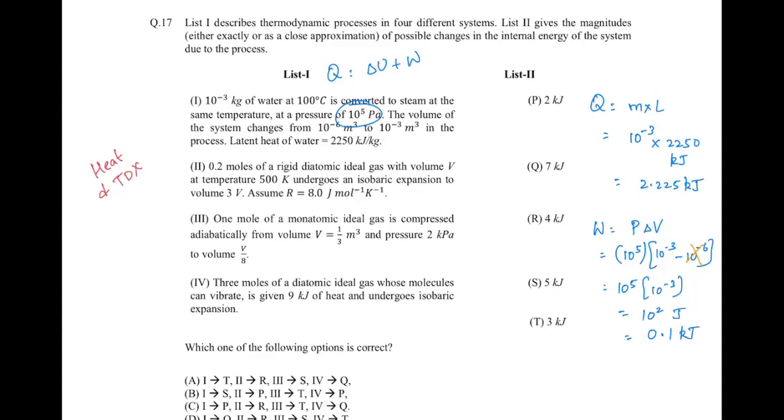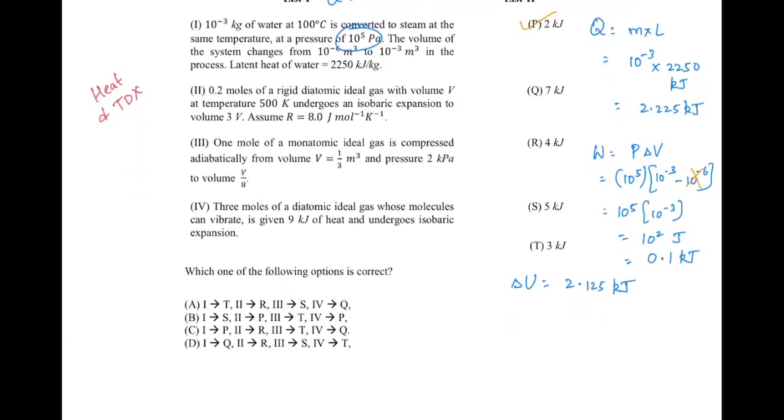Now, we know Q value, we know W value. Q is 2.225 minus W is going to give delta U. So delta U is going to be 2.125 kilojoules. So from the options, if you match it, see the question says either it should exactly match or it should be a close approximation. So this delta U is very close to 2 kilojoules. So the answer for the first one must be P. Now you see C is the only option where you have one matching with P. That's it. You're done with it.